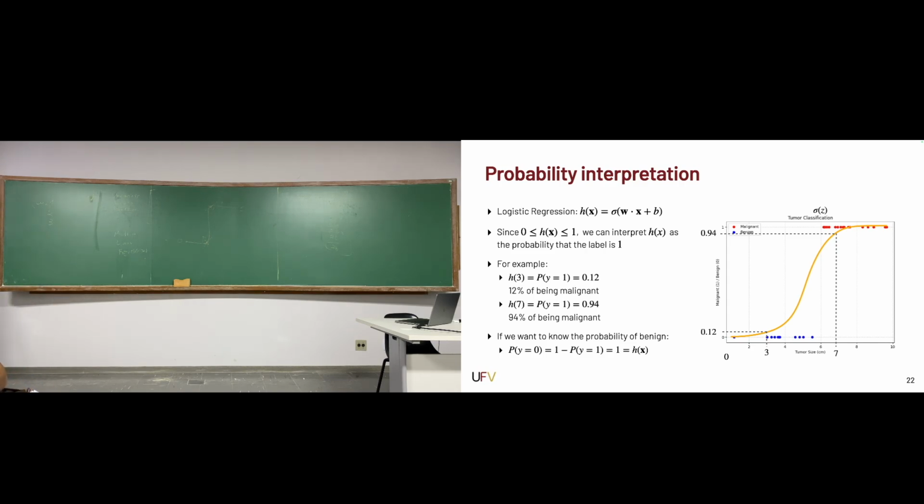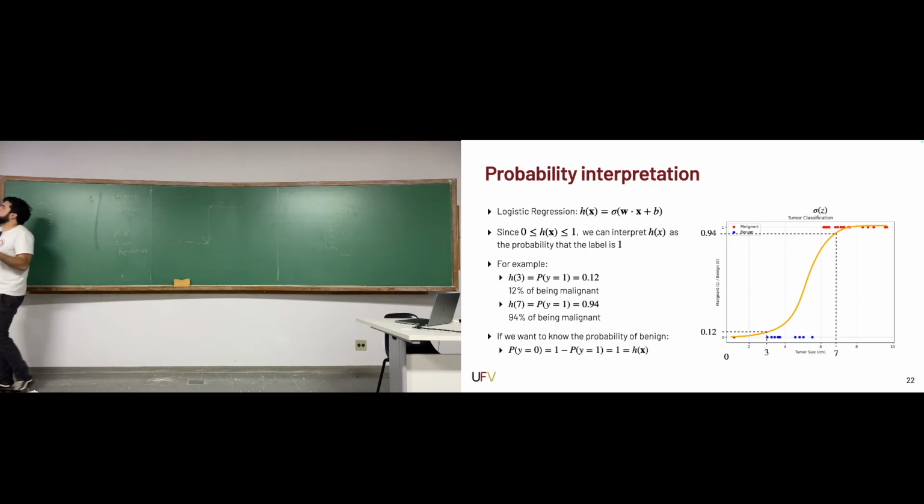And the same for h of 7. If you look at h of 7 here, I would get a value of 0.994, and that is the probability of y being equal to 1, or the probability of this example being malignant. It's very high, right? The probability of 7 being malignant is very high, it's 99%.